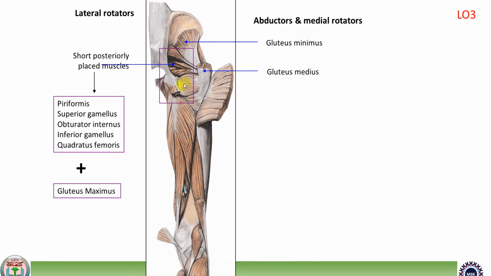We have rotation: lateral rotation and medial rotation. The muscles responsible for lateral rotation are actually the gluteus maximus plus what are called the short rotators, which are the piriformis, superior and inferior gemellus, obturator internus and externus, and quadratus femoris. And the muscles responsible for abduction and medial rotation are the other gluteals, which are gluteus medius and gluteus minimus. These are the muscles responsible for the wide range of movements of the hip, and it is important to know the muscles acting on the hip joint.